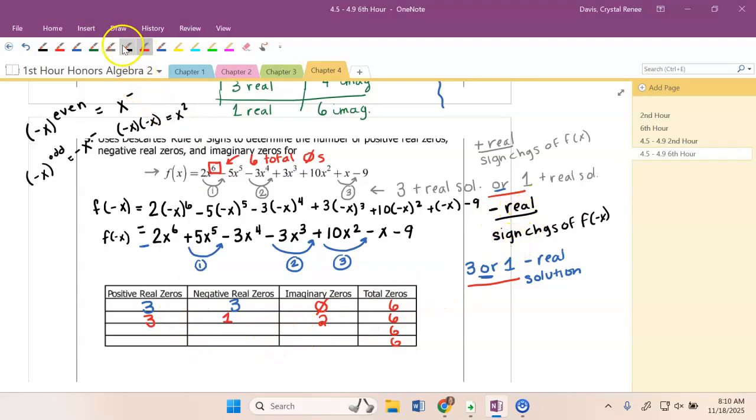So maybe I have 1 positive real and 3 negative real, so that would be 4, meaning I'd have 2 imaginary. Or my last option, I could have 1, 1, which would just be 2, and then that would mean I'd have 4 imaginary zeros, or 2 pairs. So these are my possibilities of my zeros. Nothing's definitive, but these are my possibilities.